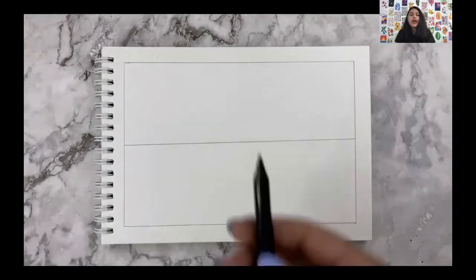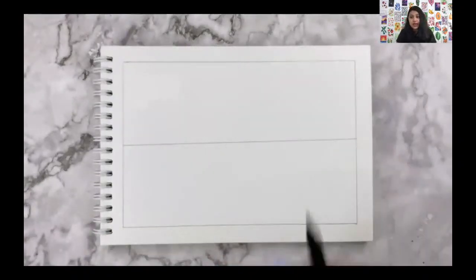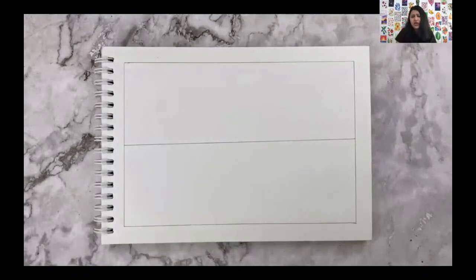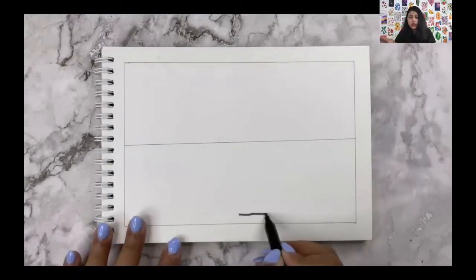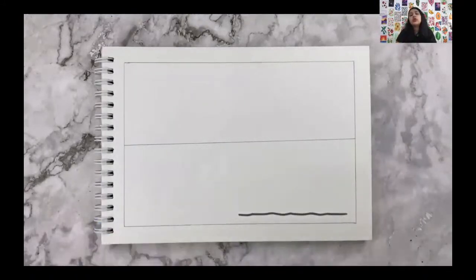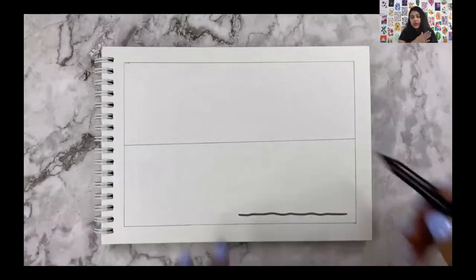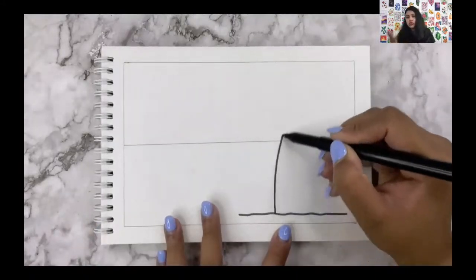Good job. All right, so everybody's done. The first thing we're going to do is draw a line right there at the bottom. I've picked the right hand bottom part of the sheet to draw this. If you want to do it anywhere else on the sheet of paper, that also works.